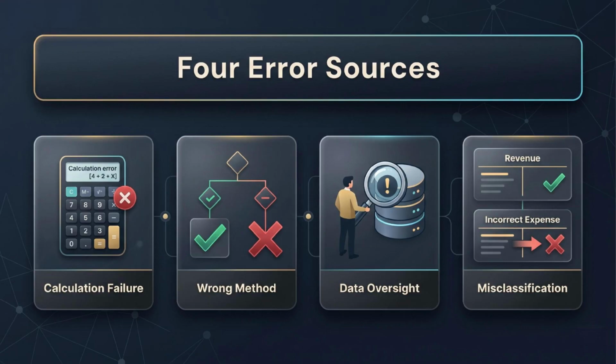Root cause thinking helps in two ways. First, it makes the correction more defensible. Second, it helps auditors and management decide whether similar errors may exist elsewhere. A good accountant does not only ask, "What is the number?" A good accountant also asks, why did this happen?